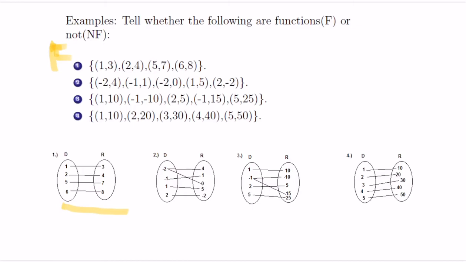Okay, let's check the mapping diagram. Look at negative 2. Negative 2 is mapped to 4 and negative 2. Meaning we have a domain, or first component, which is negative 2, that is mapped to two different second components, which are 4 and negative 2.